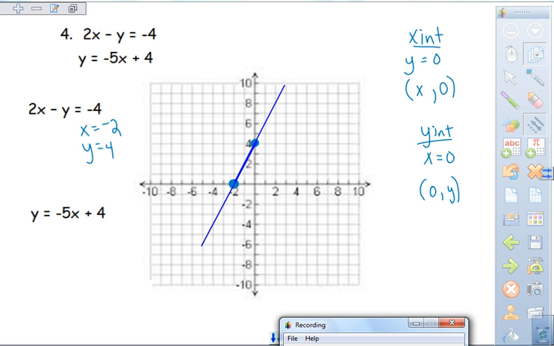In my second equation, I can just graph by finding my y-intercept. So here's my y-intercept, and then applying my slope. Down 5, forward 1, down 5, forward 1. So we found our solution to be the answer, over 0, up 4.